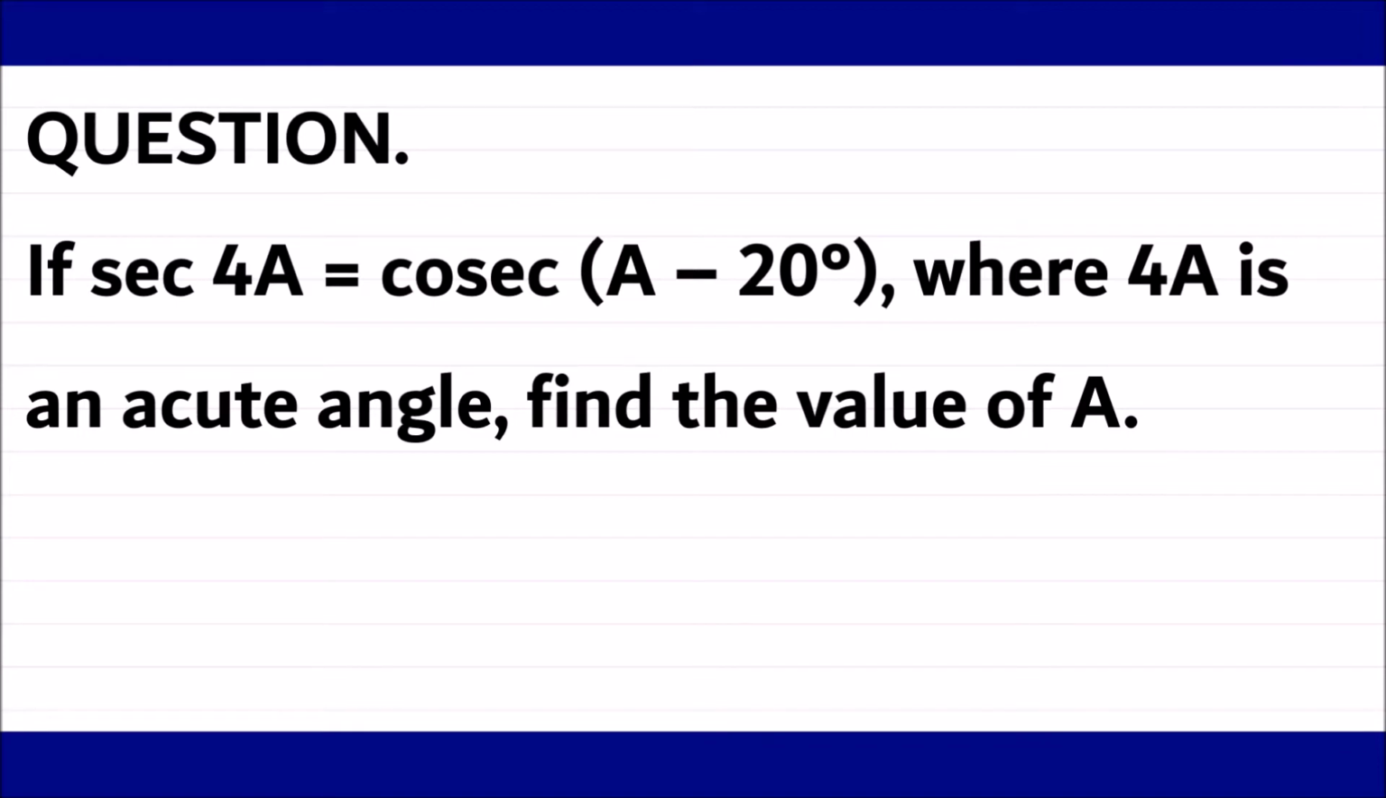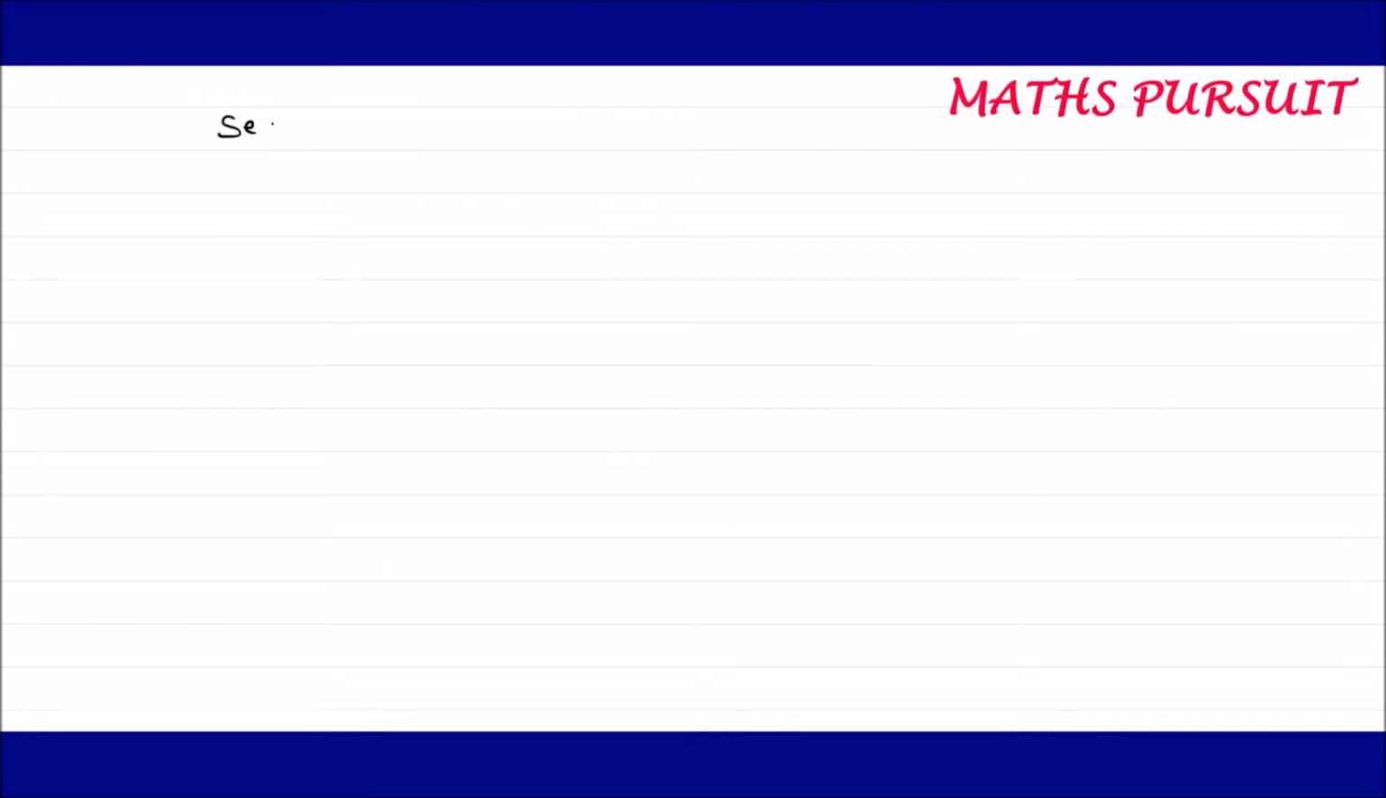Now, what is the question? They have given sec 4a is equal to cosec (a minus 20 degree). This is given in the question, and we need to find out the value of a. The other condition that they have given is that 4a is an acute angle.